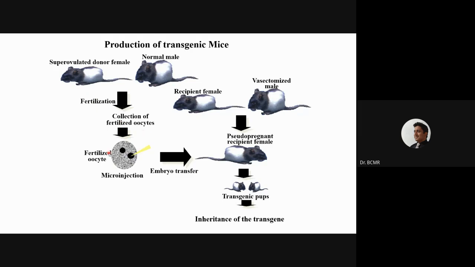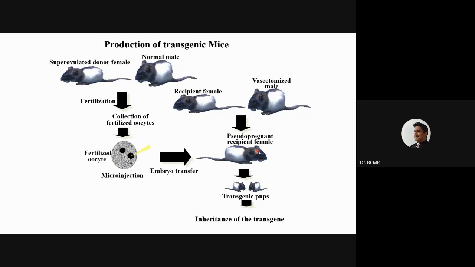Then the fertilized oocyte is injected with the DNA, that is the gene of interest. And now this fertilized manipulated egg is put into a pseudopregnant female. What do you mean by pseudopregnant female? If we take a female and just put in these eggs, hormonally and physiologically the mouse is not ready to conceive and hold on to those eggs.